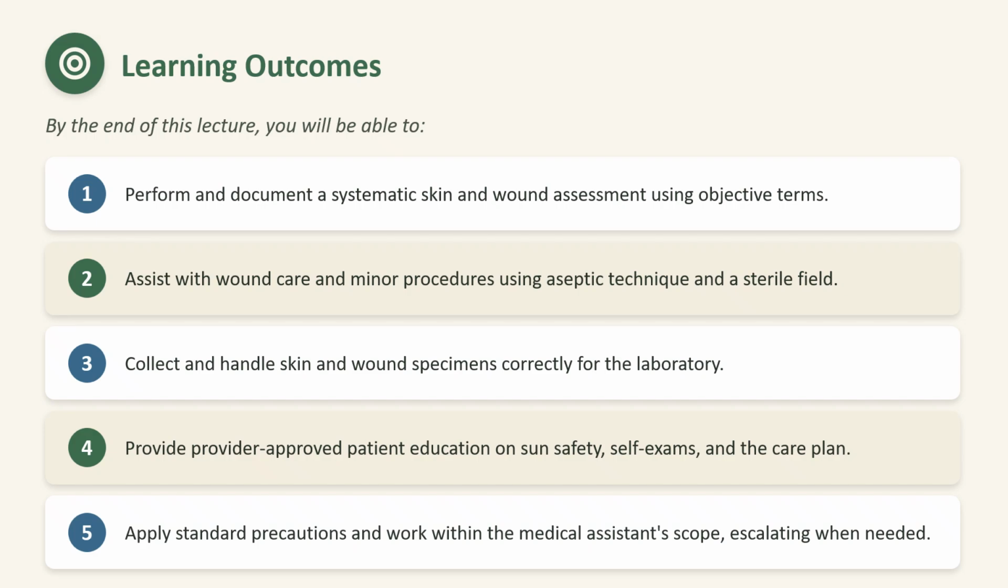Here are our 5 learning outcomes, all focused on what you do at the point of care. First, perform and document a systematic skin and wound assessment, and do it in objective, describable terms rather than conclusions. Second, assist with wound care and minor procedures using aseptic technique and, when required, a sterile field without contaminating it. Third, collect and handle skin and wound specimens correctly so the lab gets a reliable sample.